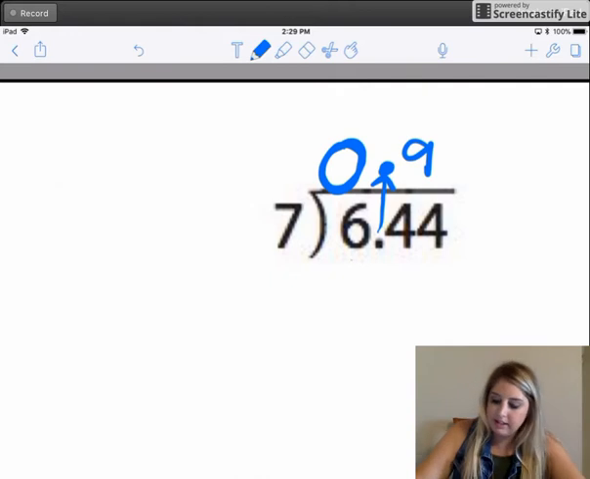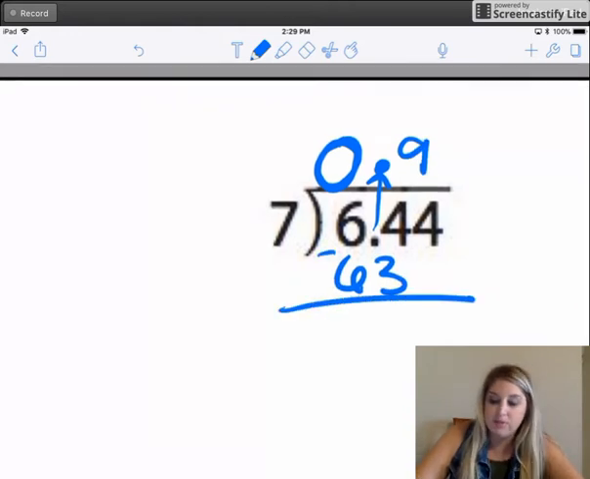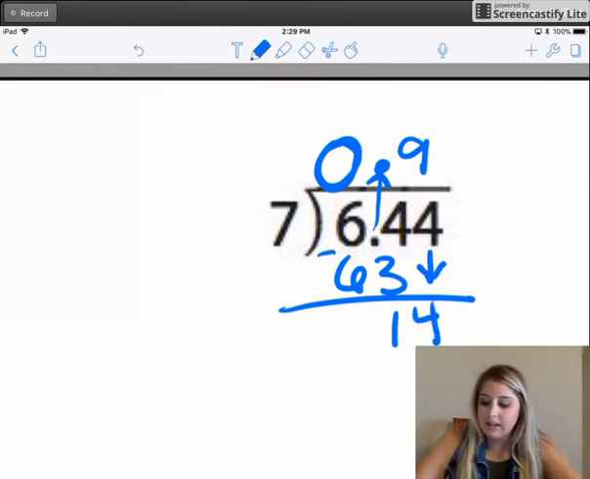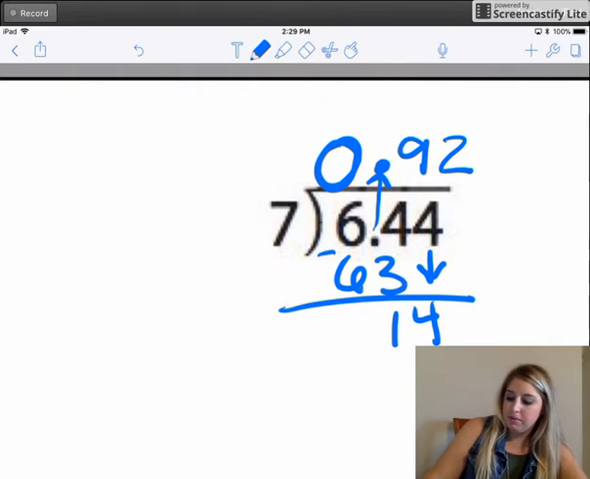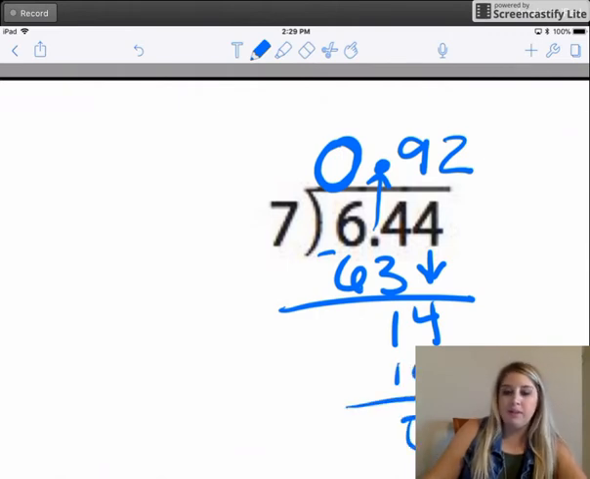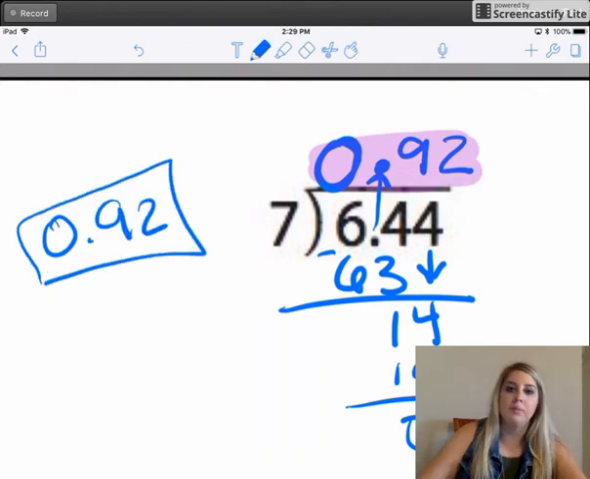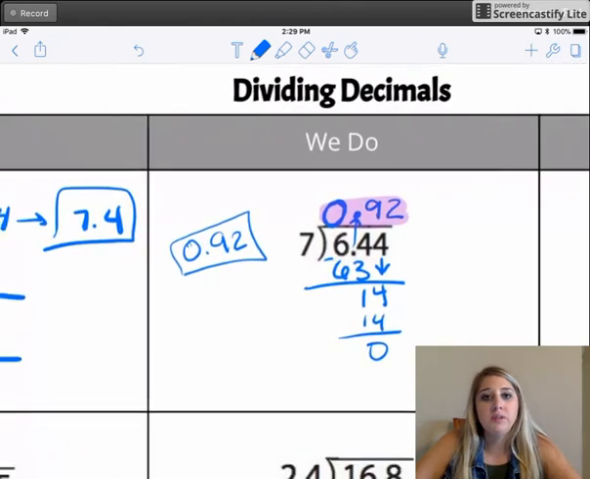9 times 7 is 63. I'll go ahead and subtract those. That gives me 1. Drop the 4 down. 7 goes into 14 exactly twice. 7 times 2 is 14. I'm left with a remainder of 0. So my answer is 0.92. Okay, hopefully those two went well for you.